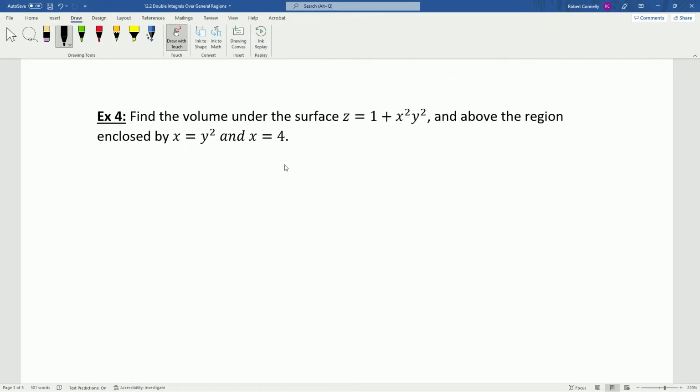Find the volume under the surface z equals 1 plus x squared y squared, and above the region enclosed by x equals y squared and x equals 4. So let's just draw that out. We've got x equals 4. So if x equals 4, that means y equals plus or minus 2 here. And this thing looks like a quadratic facing to the right.